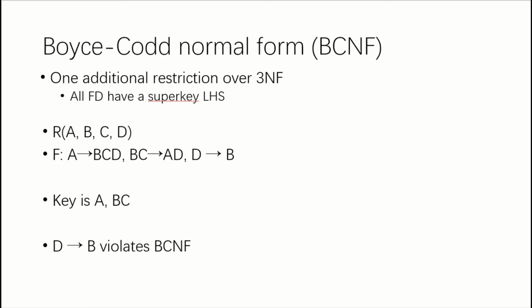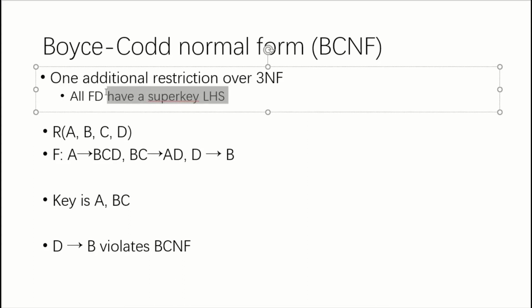The last one that we are going through is Boyce-Codd normal form, BCNF. In BCNF, there is one additional restriction over the third normal form. Firstly, it must be in the third normal form, and the additional restriction is that all the functional dependencies must have a super key on the left hand side. So this is the main criterion for BCNF.